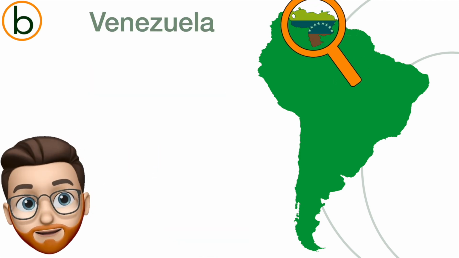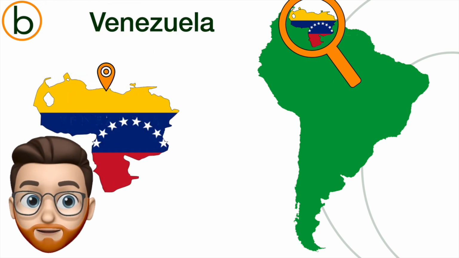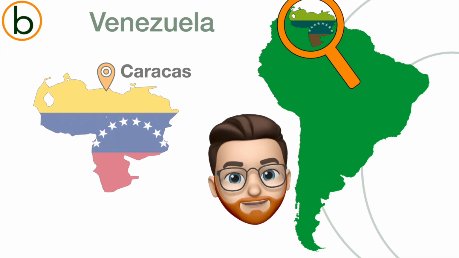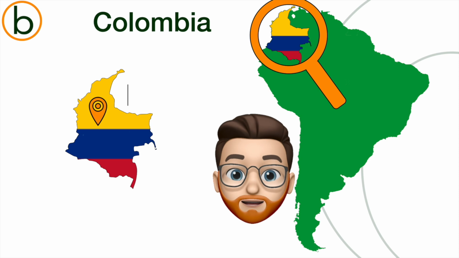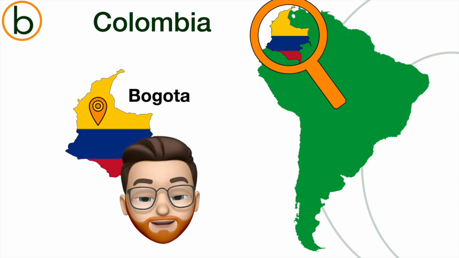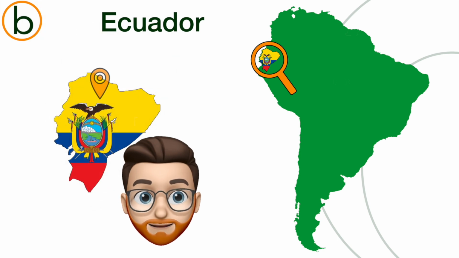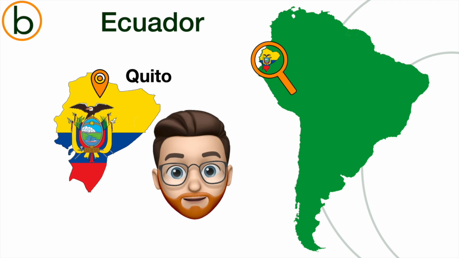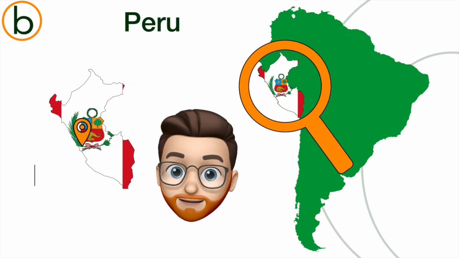Then we go to a slightly bigger country, Venezuela. The capital of Venezuela is called Caracas. Next to Venezuela is the country of Colombia with its capital, Bogota. One of the neighboring countries of Colombia is Ecuador, which has the capital, Quito. South of Ecuador, we find the country of Peru with its capital, Lima.